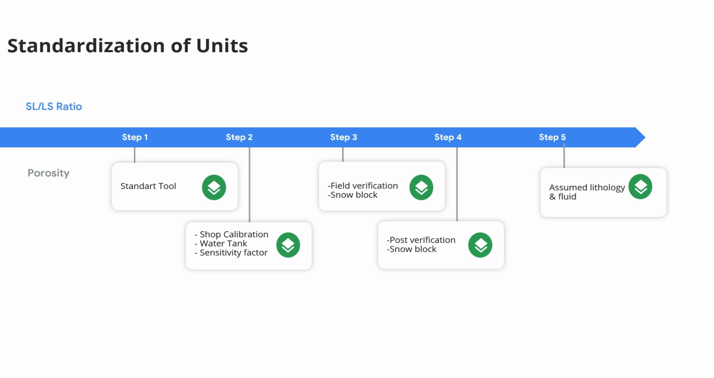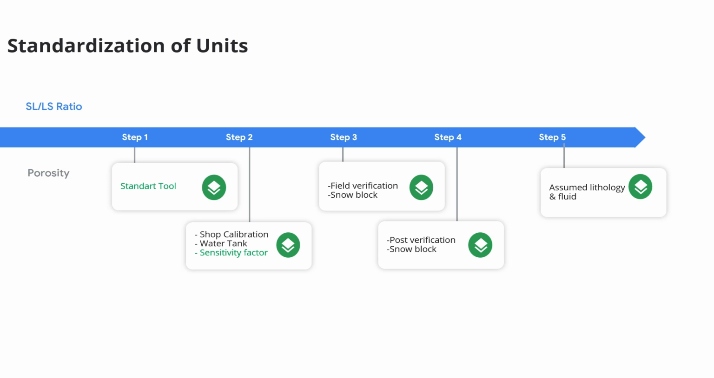Service companies use a practical calibration method. They start with a standard tool that's calibrated in the API pit. This tool measures the SS-LS ratio in a simpler calibration, usually a water tank, which then becomes the reference for all other tools. During shop calibration, each neutron tool is calibrated in this water tank.